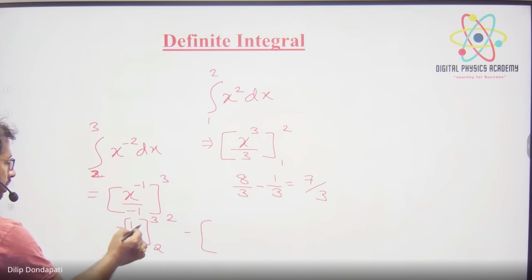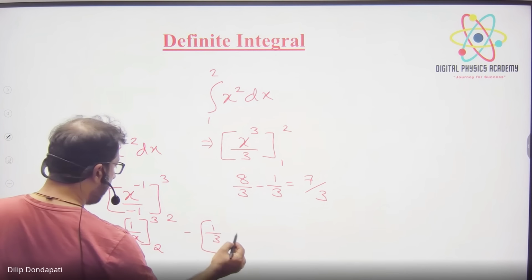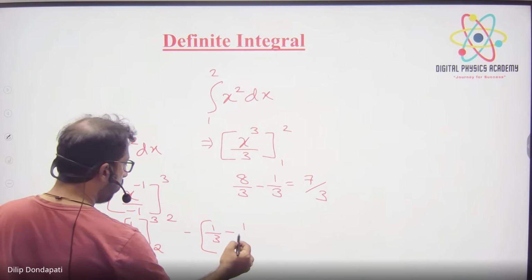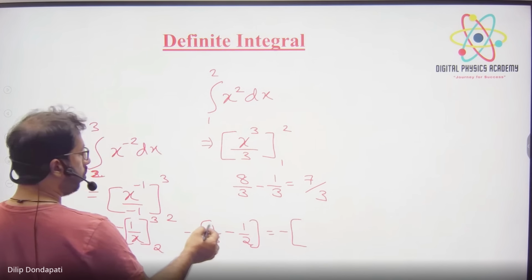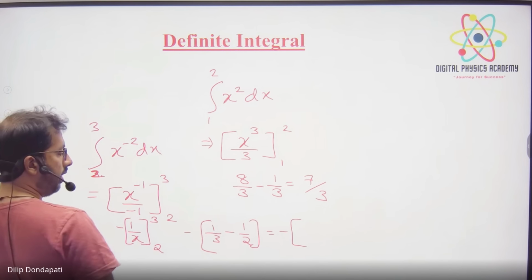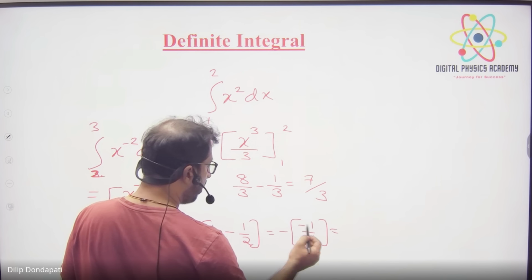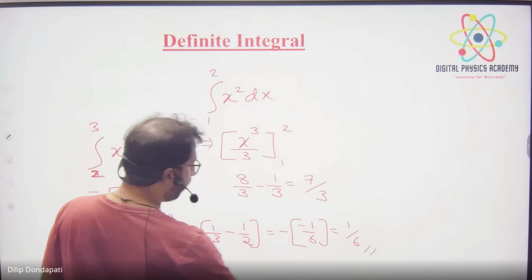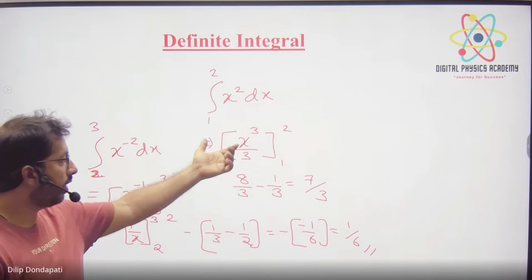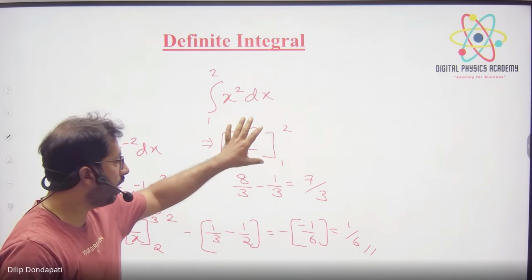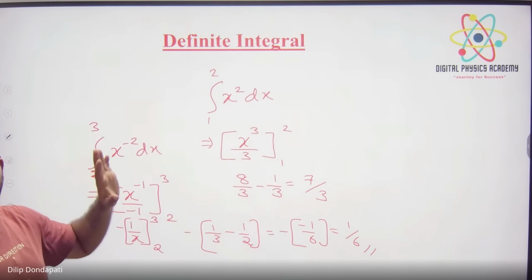So upper limit minus lower limit. Upper limit is 3, right? Substitute 1 by 3, minus lower limit. Lower limit is 1 by 2. So 2 minus 3, how much? Minus 1 by 6. So it is minus of minus, plus 1 by 6. Normal integration will remain, but after doing integration we substitute, upper limit minus lower limit we have to do. That's it. That is called definite integration.